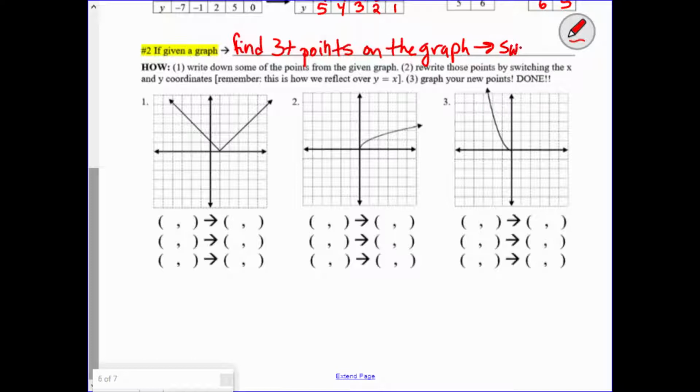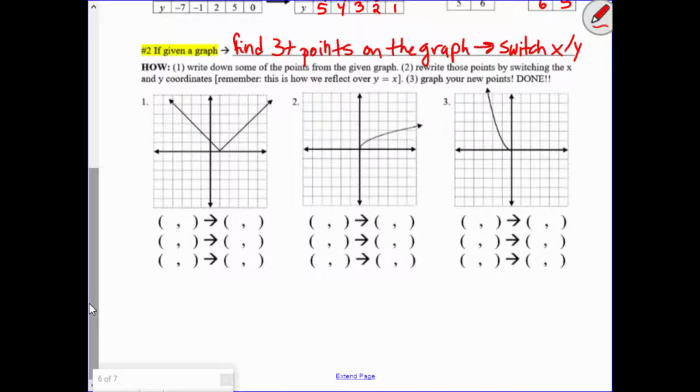And then switch x and y. So we're doing the same thing that we did in the example above, but we have to do one extra step because they haven't given us points. We have to find them for ourselves.